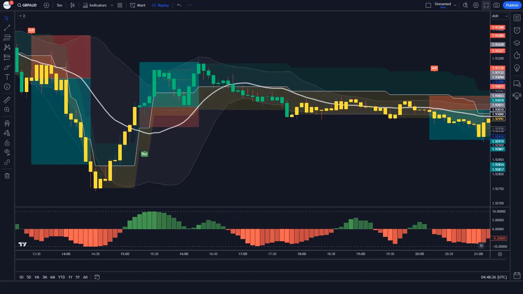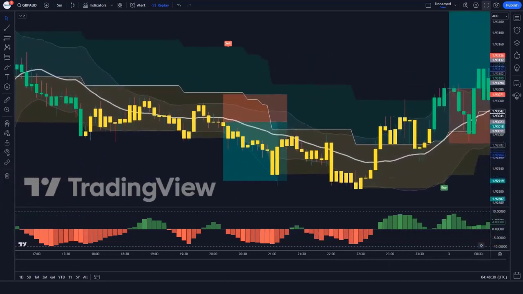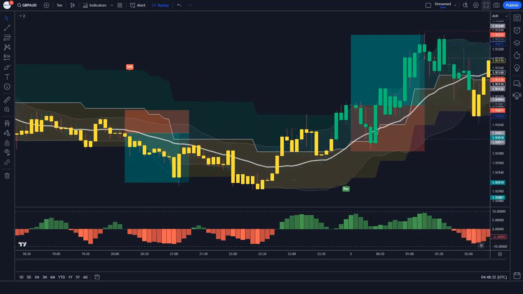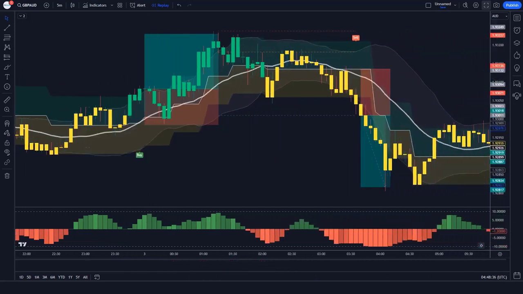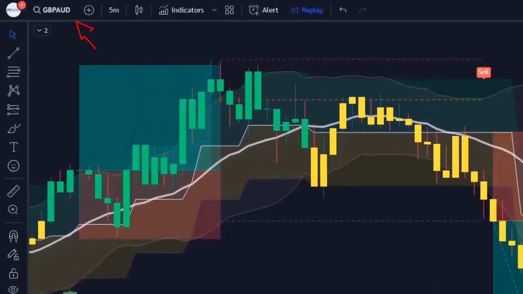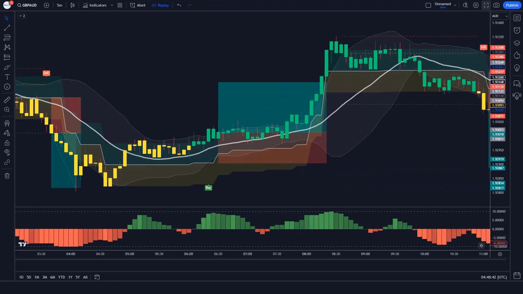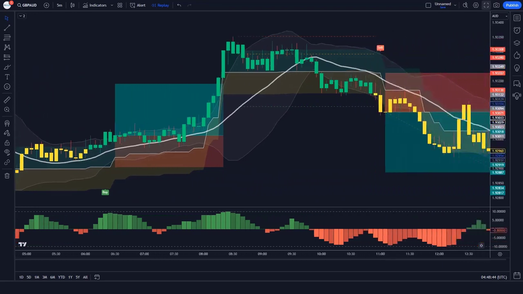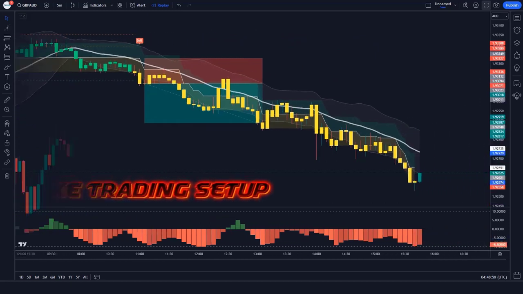Now, to add this indicator to your chart, you're going to go to TradingView, which is the trading platform that I normally use. If you need to sign up, the link for that will be in the video description. Next, you want to load the 5-minute time frame of GBPAUD. But you're not going to be limited to this because this strategy can actually work on any trading security and on any time frame.